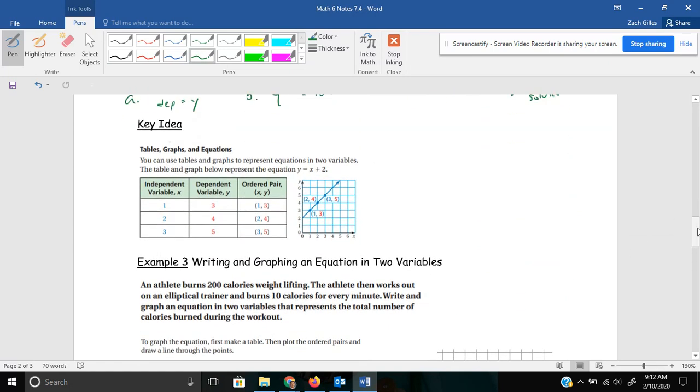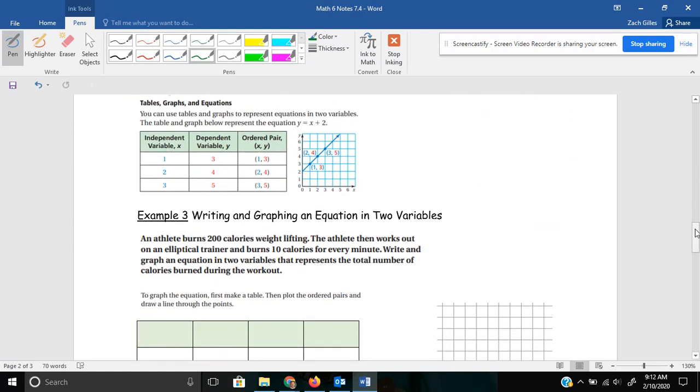Moving on to the next key idea. In this key idea, and in these few sections here, we're going to use tables, graphs, and equations and see how they all relate to one another. So it says you can use tables and graphs to represent equations in two variables, and the table and graph below represent the equation y equals x plus 2.